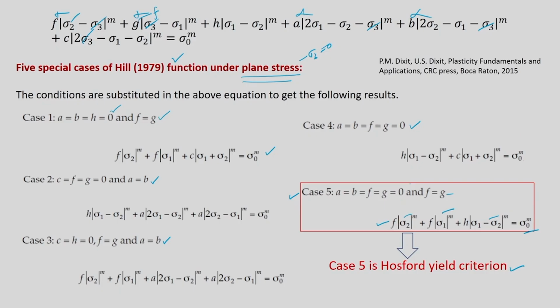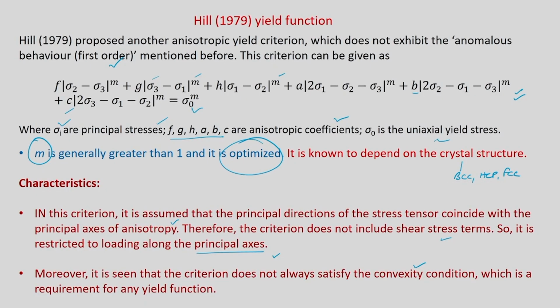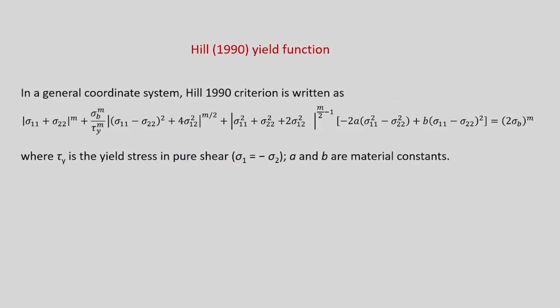So this is one form of the Hosford yield function, which is actually a case of the Hill 1979 yield function. This Hill 1979 yield function has got this particular characteristic. It has got some restriction also, which will lead to the Hill 1990 yield function. This is just a general one I am describing. We are not going to discuss much.